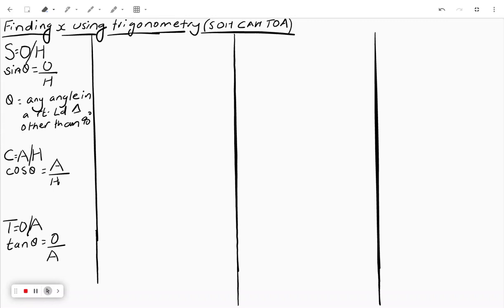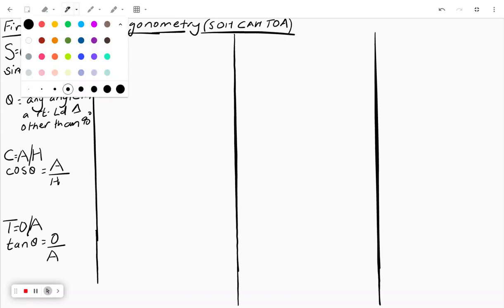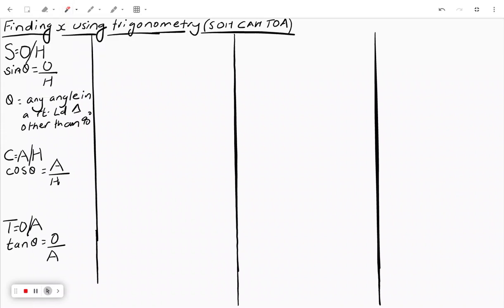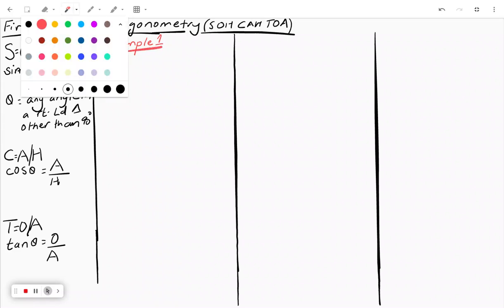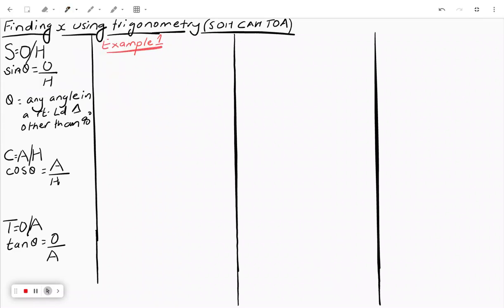All right, now we're going to learn how to do our mathematics questions using these three formulas, our trig ratio questions. So let's do our first example. Example 1. I'm simply going to draw a triangle. So I have a right angled triangle here. And let's just say my theta in this triangle is something like 65 degrees, right?